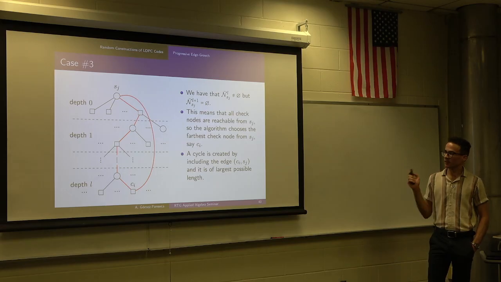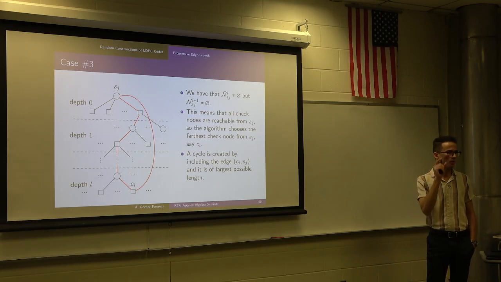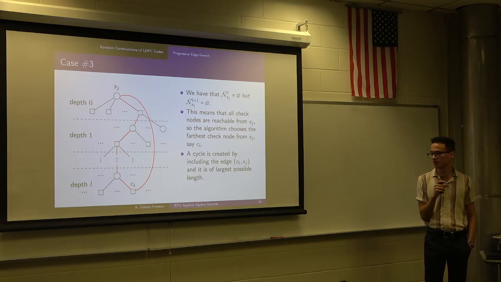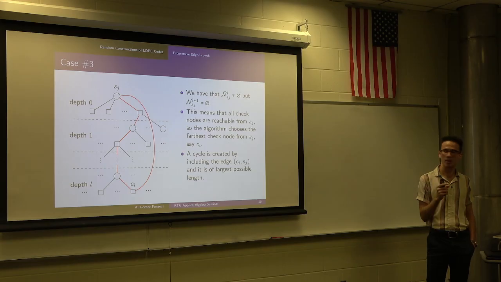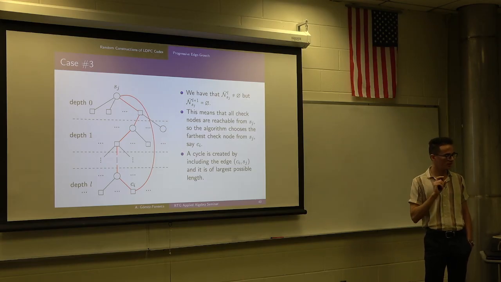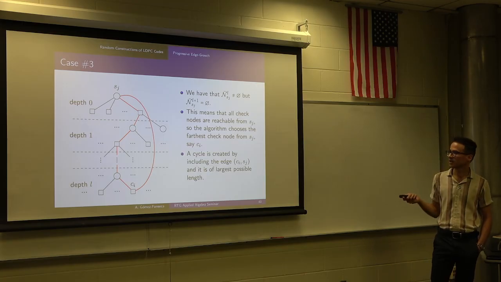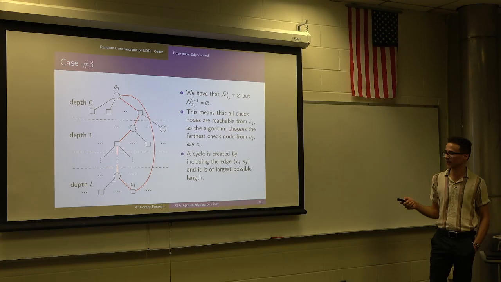So as I said, all of this corresponds to placing ones in your parity check matrix. You start with an all-zero parity check matrix, and you start placing the ones in a position where you avoid creating cycles or delaying the process of creating cycles.